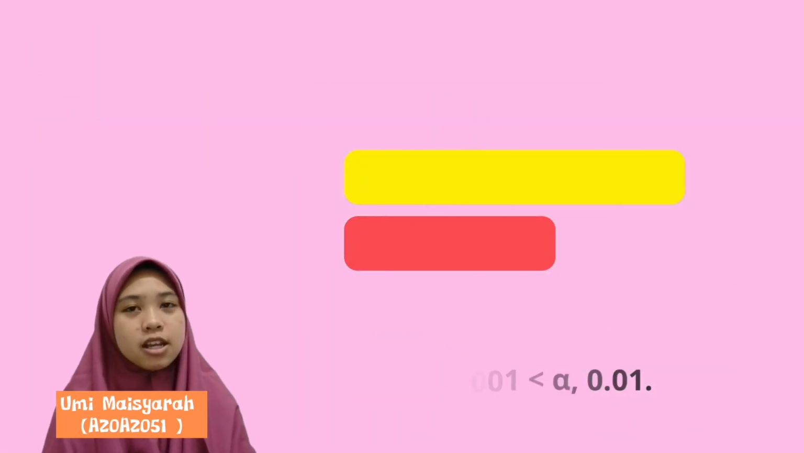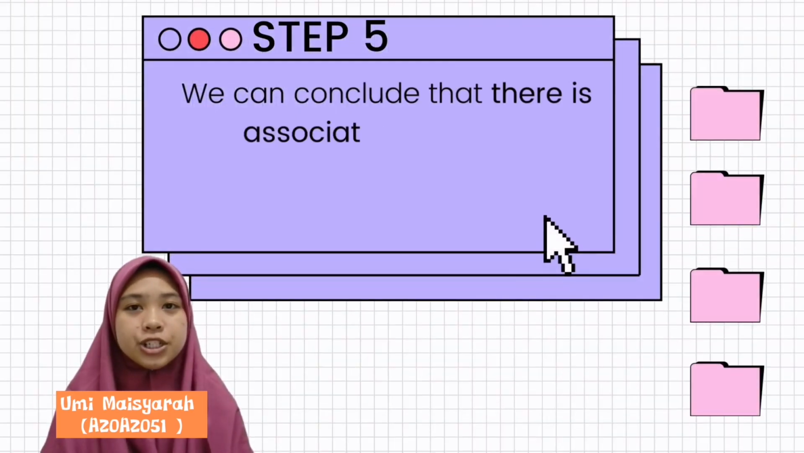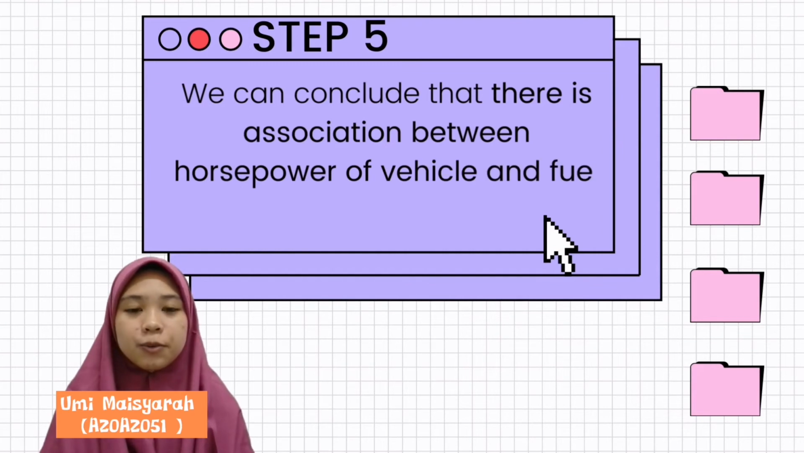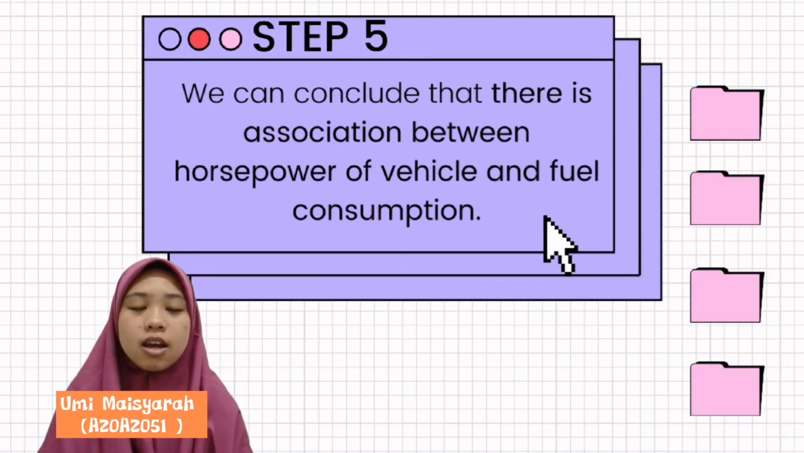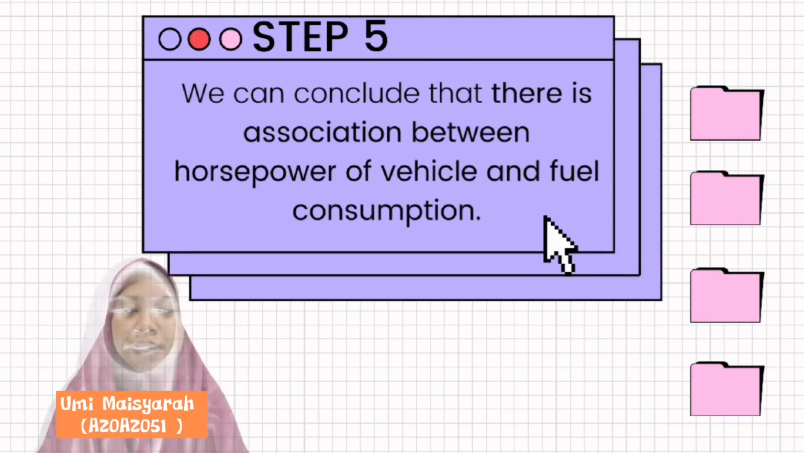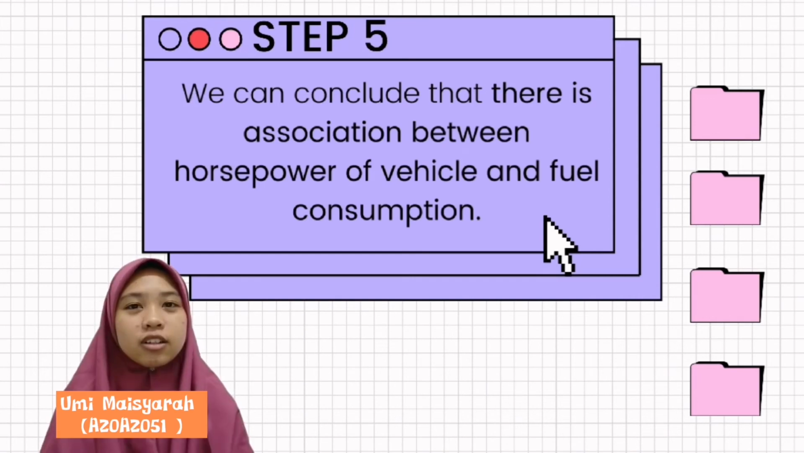The last step is step 4, conclusion. We can conclude that there is association between horsepower of vehicle and fuel consumption.